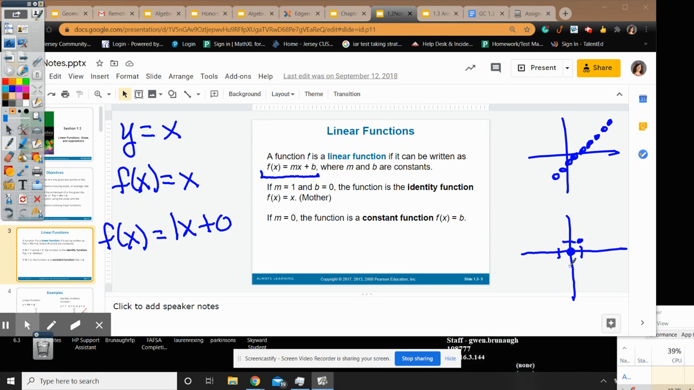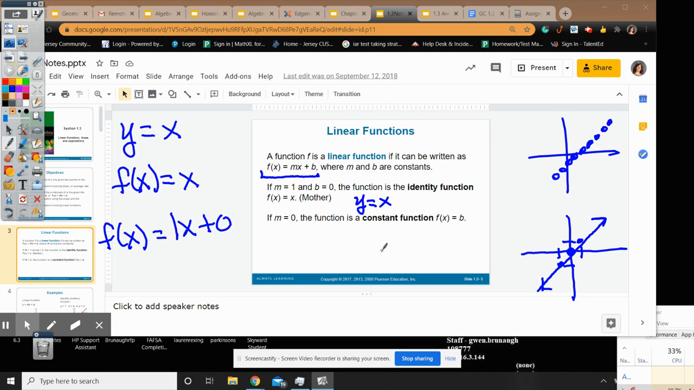Slope is a measurement of how steep a line is. And when you know that the slope is 1, in your mind, you should be picturing a 45-degree angle. So y equals x, or f of x equals x, is what we're going to call the mother function.